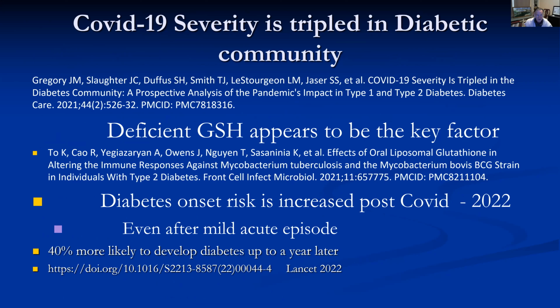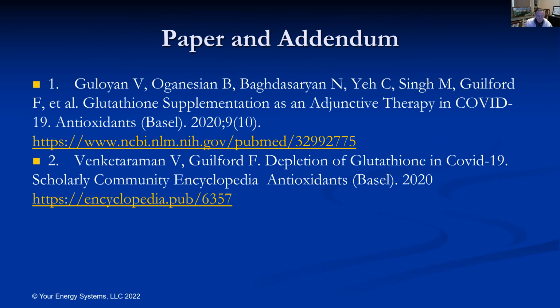It turns out that in diabetes, the severity of COVID-19 is tripled, as has been documented in a study. And it's also intriguing that the onset of diabetes can occur post-COVID, even after mild acute episodes. So it's really fascinating to look at as research begins to look at the role of diabetes in COVID-19. Much of this information has been discussed in two studies.